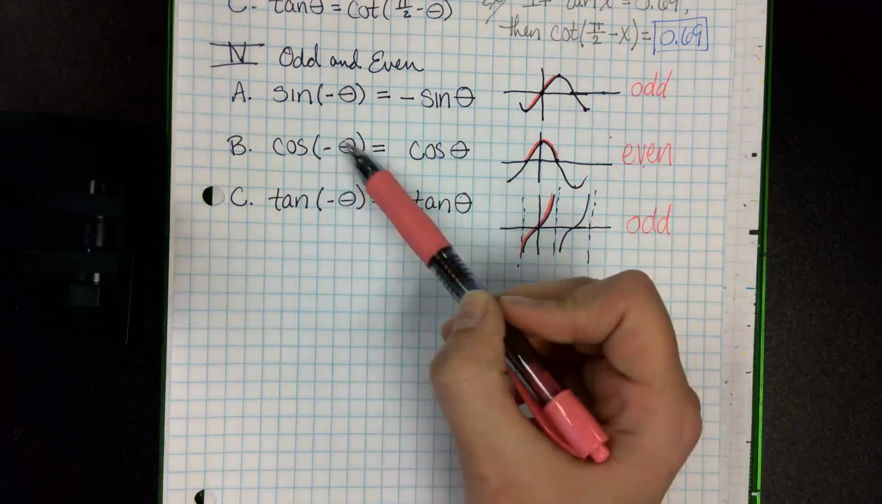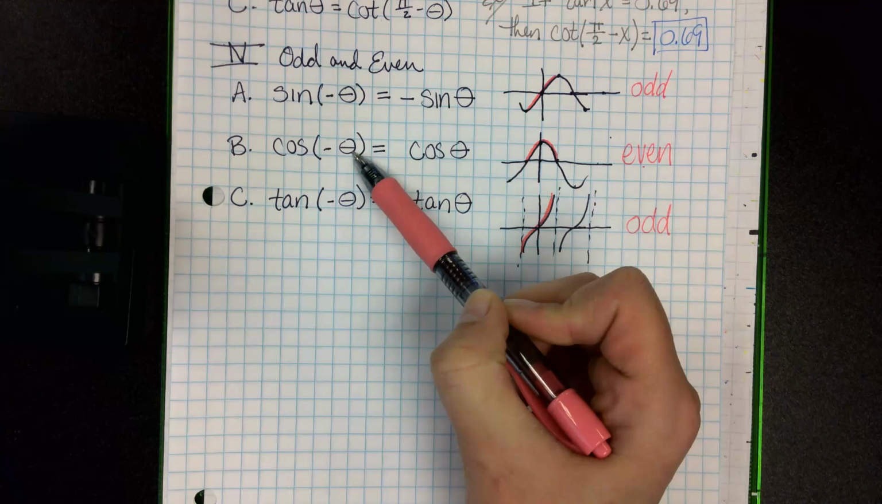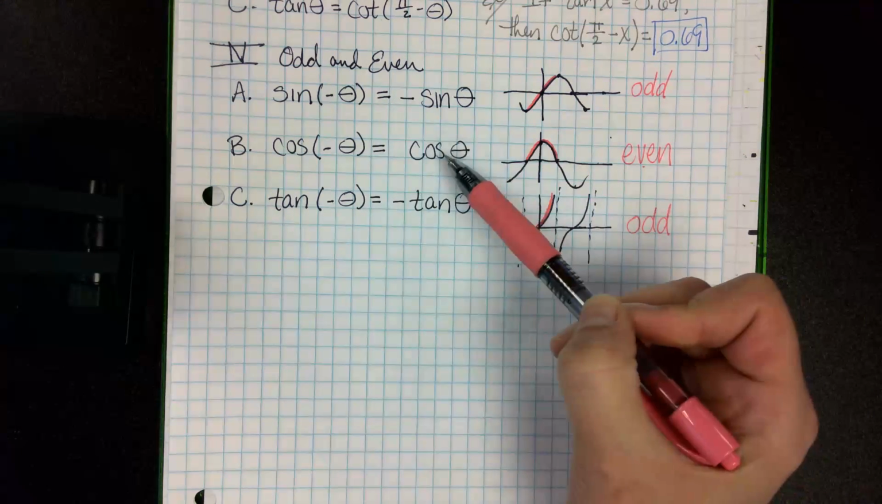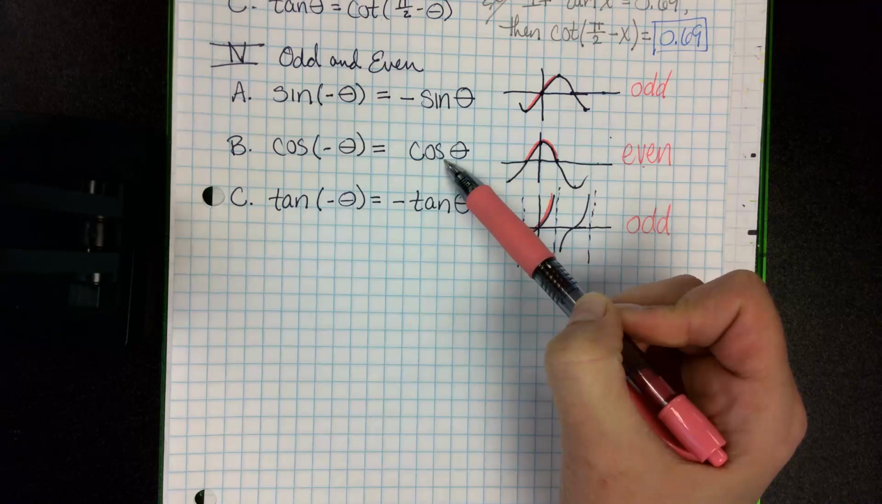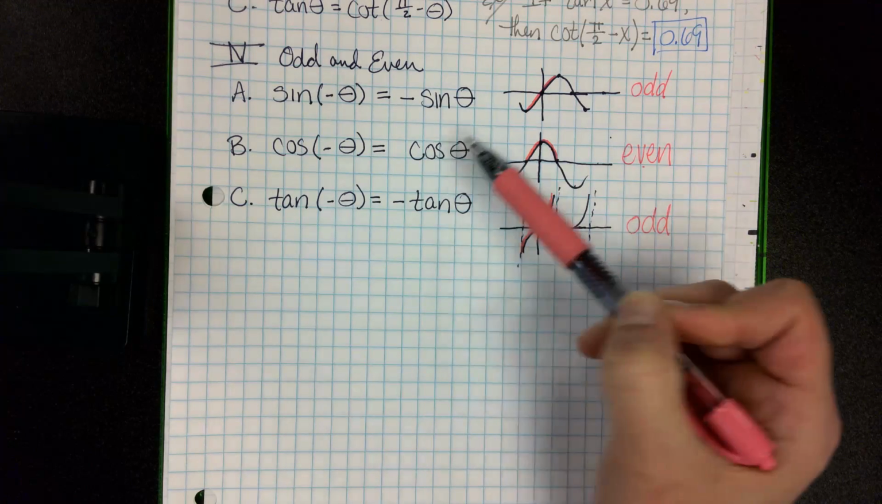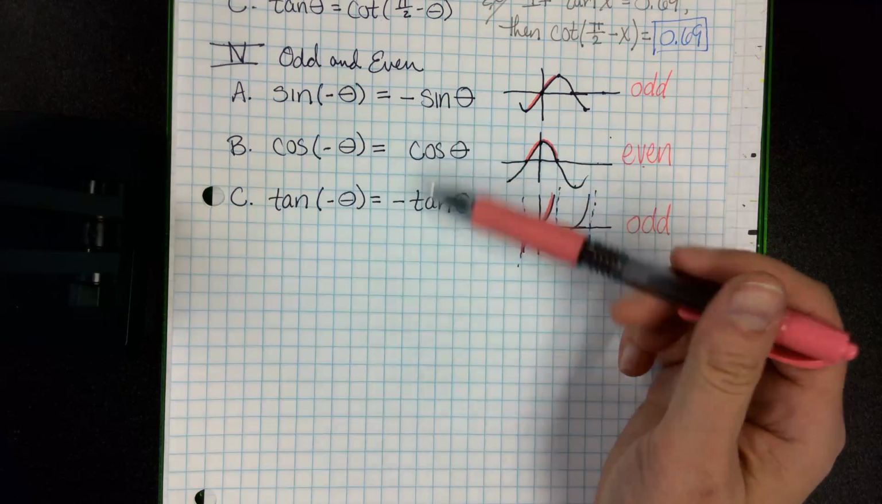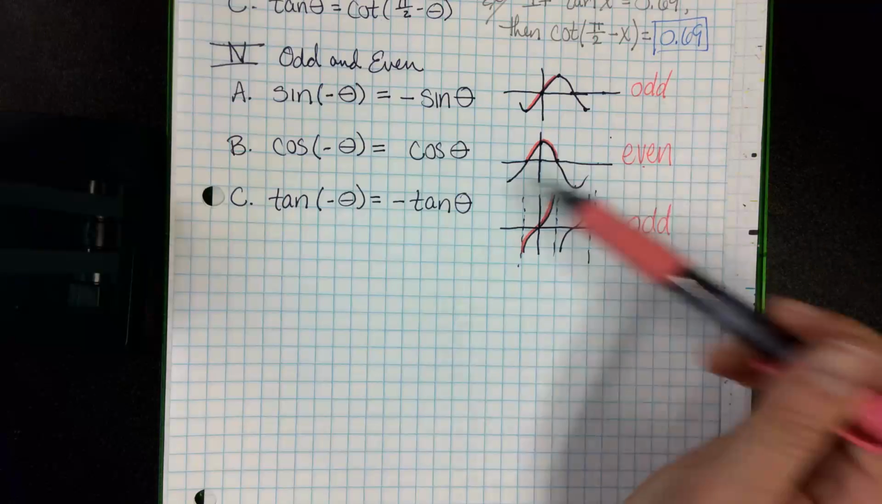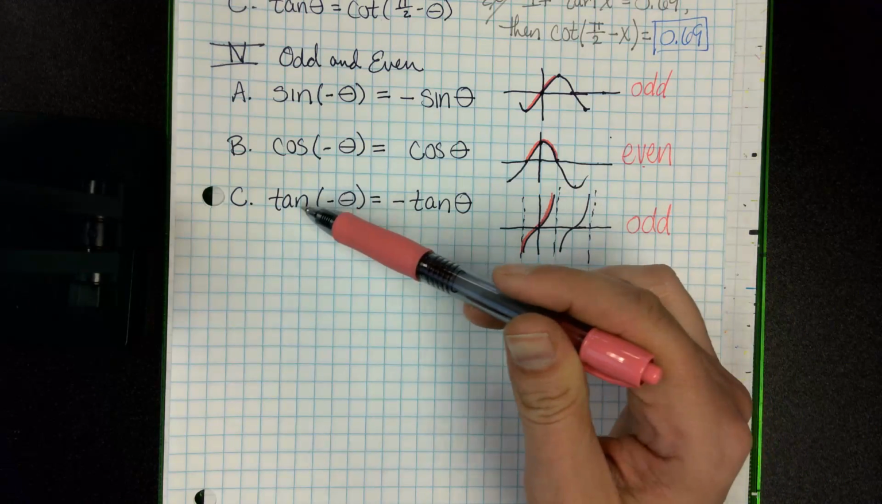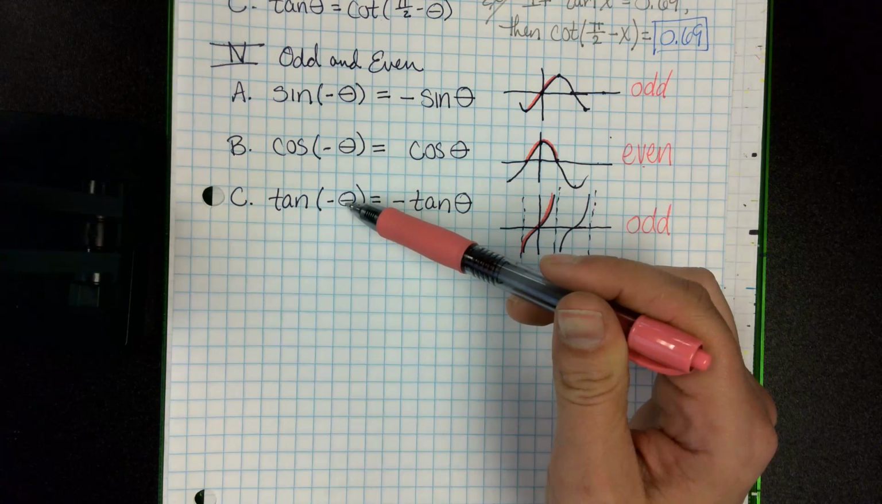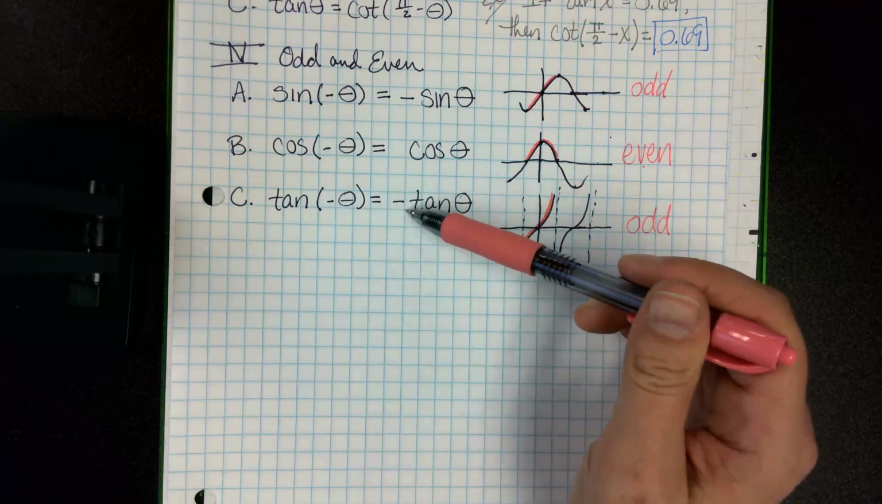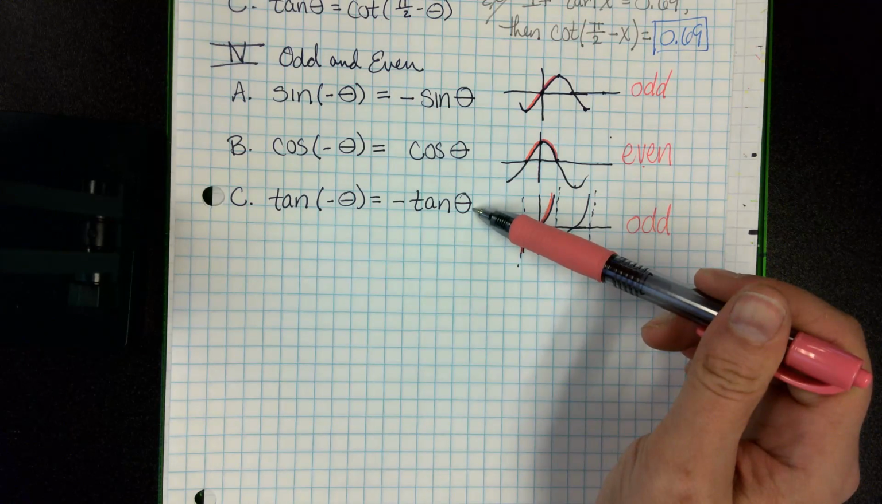So cosine of a negative angle is going to give you the same output as the cosine of a positive angle. And then the opposite is true for the odds. Tangent of a negative angle equals negative tangent of the positive angle.